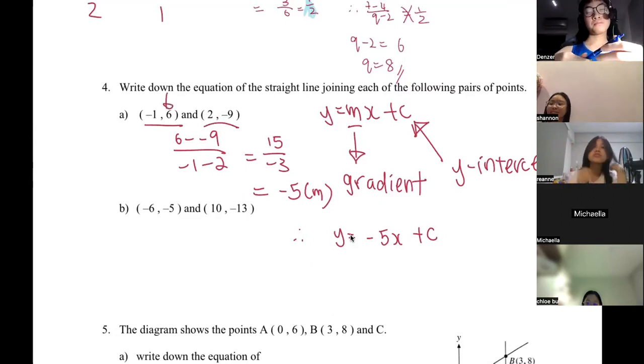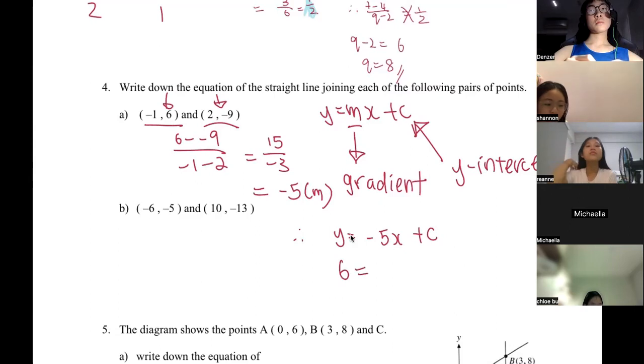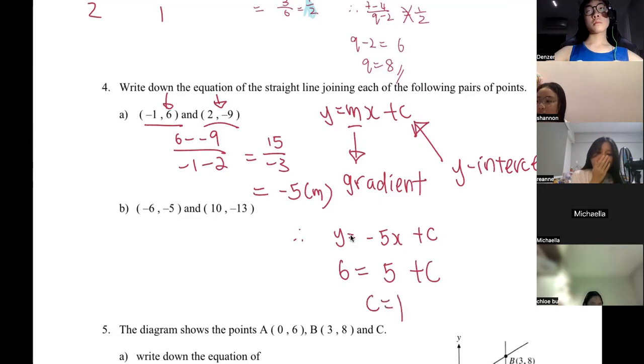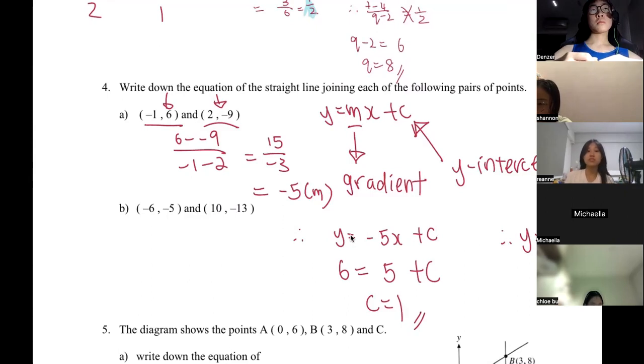And they already told you these two coordinates do pass through your graph. You can sub in x equals to minus 1, y equals to 6, or x equals to 2, y equals to minus 9, up to you. Okay, so I will choose the first one. So y equals to 6, x equals to minus 1, minus 5 times minus 1, it's a positive 5. So C is equals to 1. Therefore, y equals to minus 5x plus 1. That's for your A. Okay, can? So for those who are Michaela, Denzel, and Chloe, you all just help me write down first. I'll send you all the notes later on, okay?